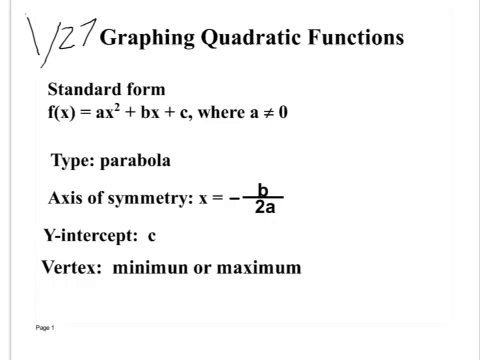The y-intercept is c. So the number by itself in this equation is your y-intercept. Your vertex is either going to be a minimum or maximum, depending on if it's upside down or right side up. If it's right side up, then your vertex is going to be a minimum. Your vertex is where it crosses the axis of symmetry.